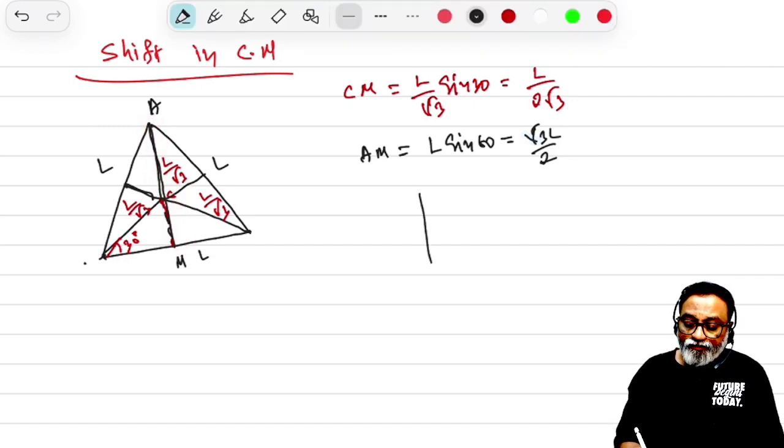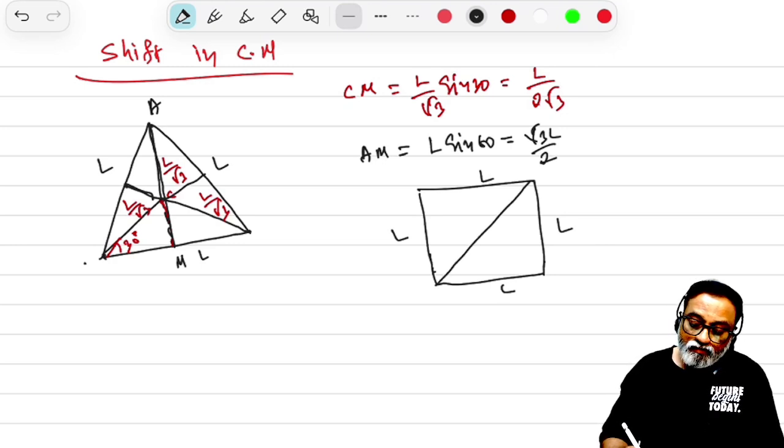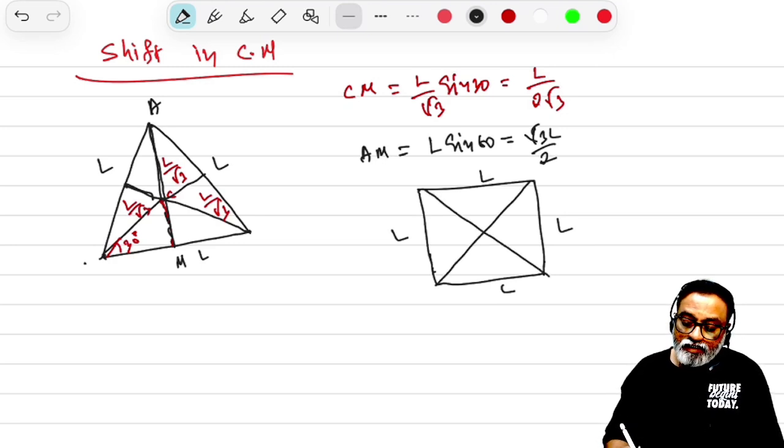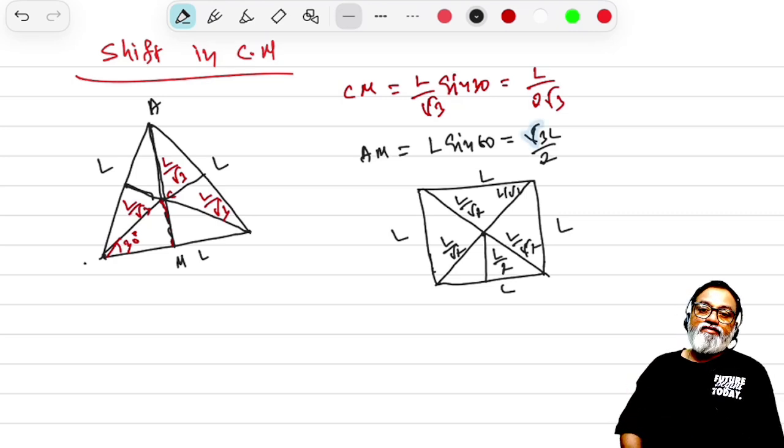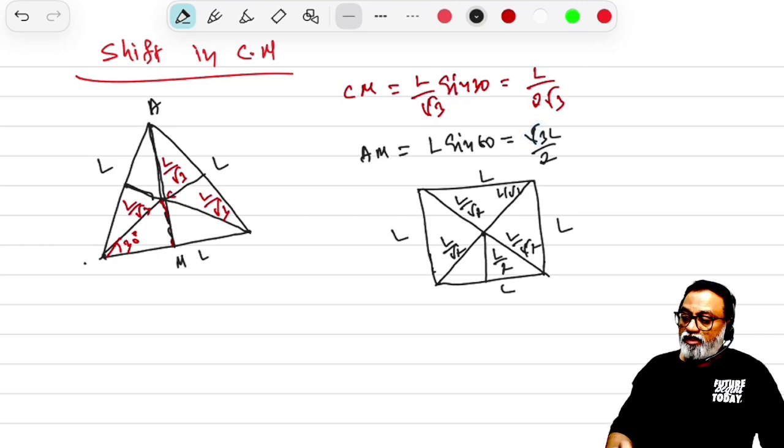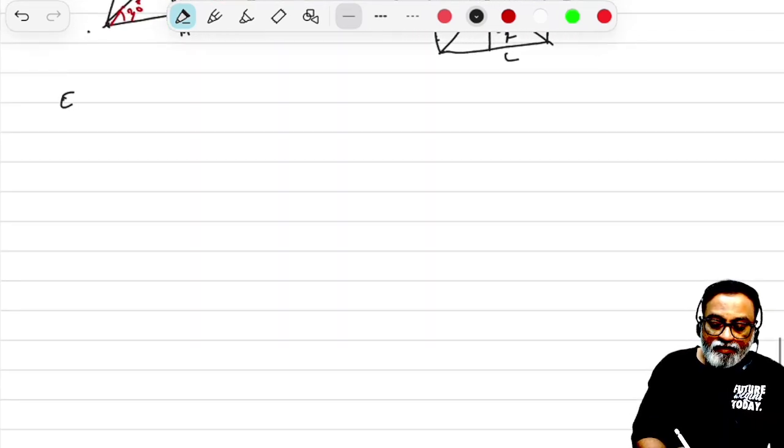Like that, if you take a square of side L, see here is the intersection point of the diagonals. From this point to a vertex, this is L by root 2. This one also L by root 2. This one also L by root 2. This one also L by root 2. And this is L by 2. See, with this geometry, for any problem given, for example, shift in center of mass, we can find out the shift in center of mass. See, for example, this is an equilateral triangle.